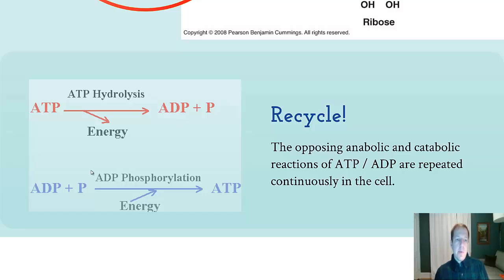And so in cell respiration, what's happening is the opposite. Adenosine diphosphate and an inorganic phosphate are going to be combined together in a reaction called phosphorylation, using energy from the nutrients being broken down to generate ATP. And so now we have an opposing set of anabolic and catabolic reactions, ATP being broken down to release energy, or ADP being combined with a third phosphate to make ATP, and this bottom part in blue is what is going to be happening as a product of respiration.